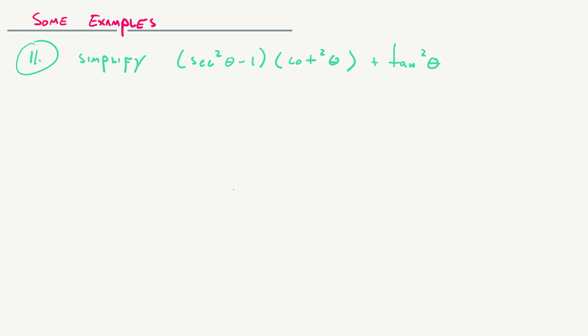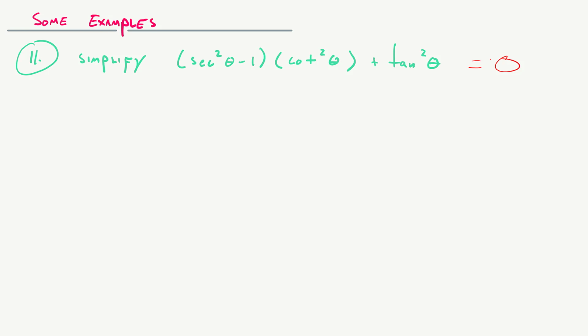Okay, here's another one. Let's say we want to simplify this expression. So we've got secant squared theta minus 1 times the cotangent squared of theta plus tangent squared of theta. This is kind of a nightmare of stuff if you're going to want to do something like this. As it's written, that's kind of annoying.